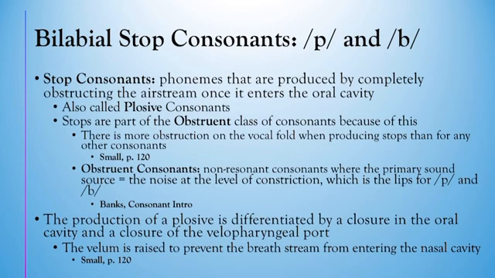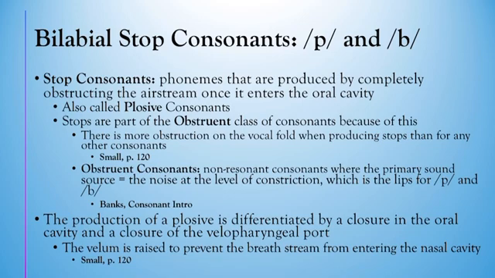Stop consonants are phonemes that are produced by completely obstructing the airstream once it enters the oral cavity. Stops are part of the obstruent class of consonants, which are non-resonant consonants where the primary sound source is the noise at the level of constriction, which is the lips for P and B. There is more obstruction on the vocal folds when producing stops than for any other consonants. Stop consonants are also known as plosive consonants.